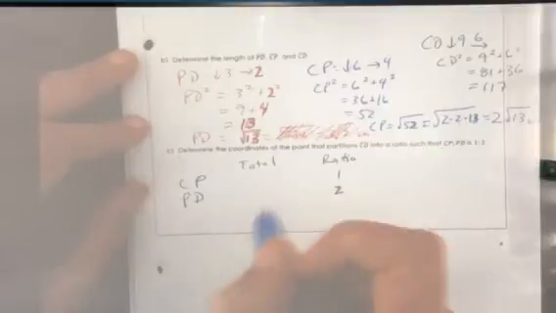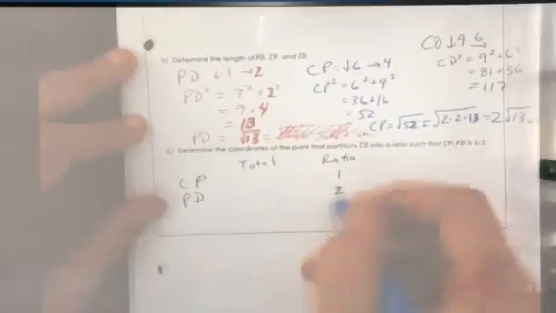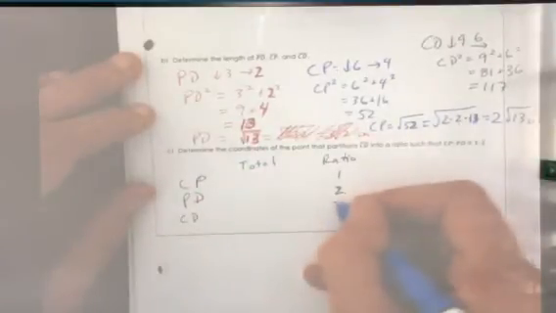So we know that the entire thing is a move down 9. So let's see here. We'll call this CD. So we know the entire move on CD is a move down 9. So out of that 9, we're going to give some of it to PD and some of it to CP. So 1 plus 2 is 3. We have 3 plus 6 is 9.